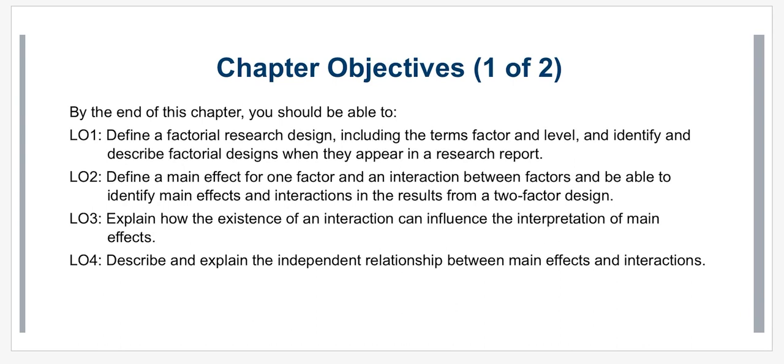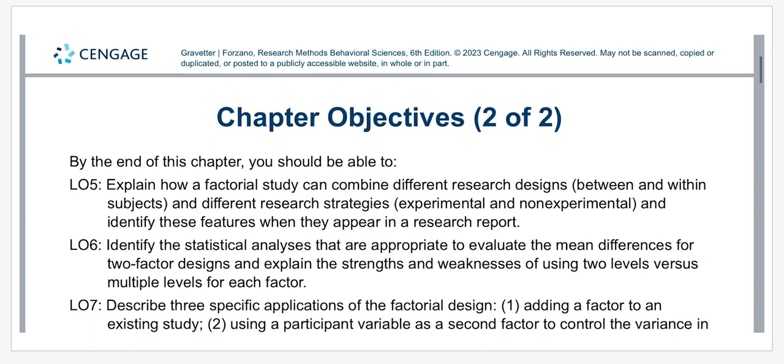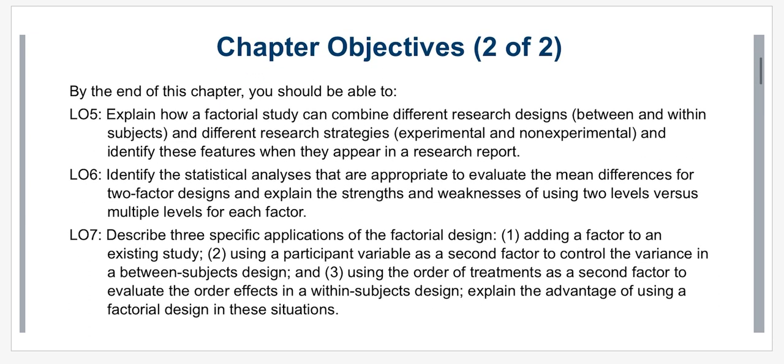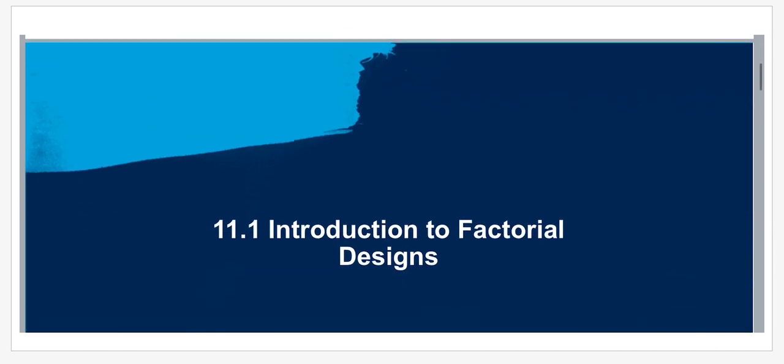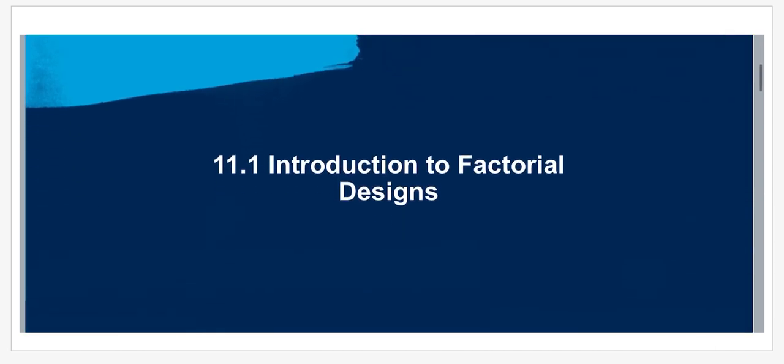The chapter objectives, there's 7 for this chapter. So here are the first 4, and here are the last 3. Hopefully you guys know by now these are in your textbook. But of course you can always screenshot these PowerPoints if that's easier for you. Okay, and so for 11.1, we are introducing you to the idea of factorial designs.